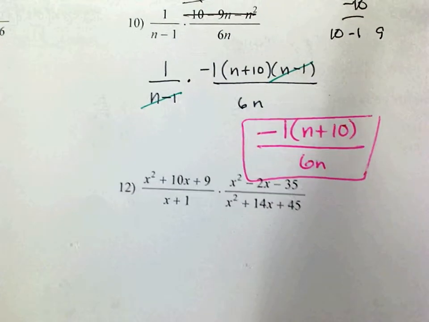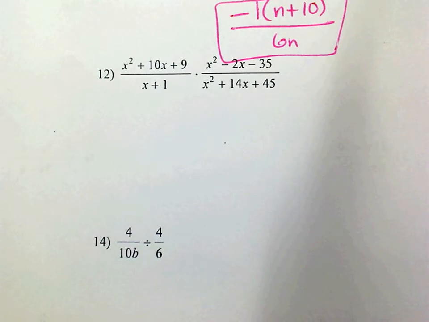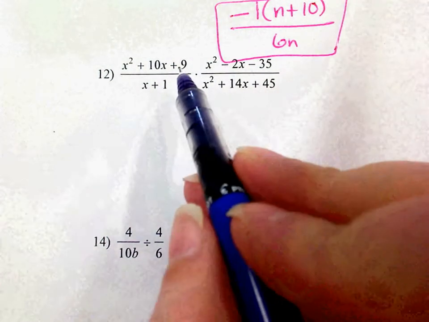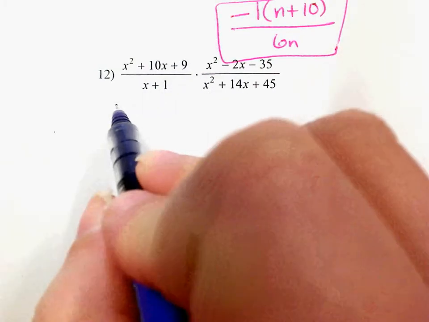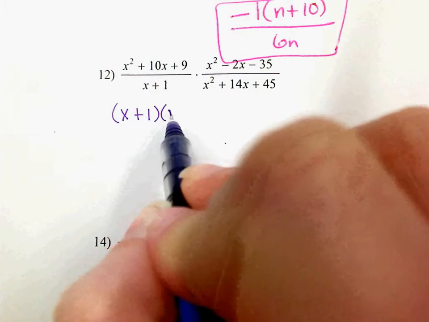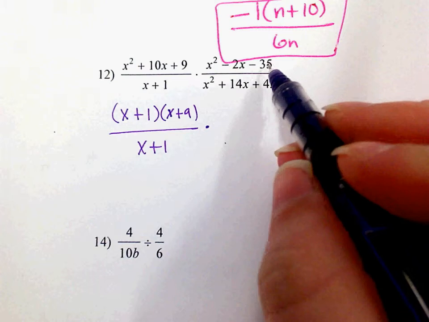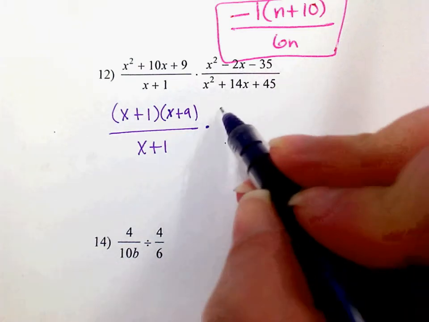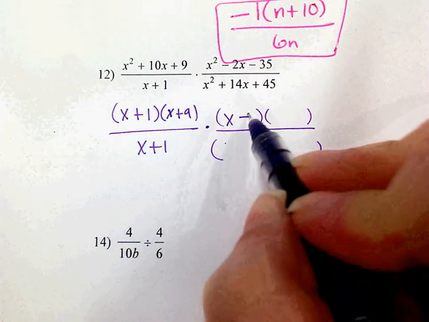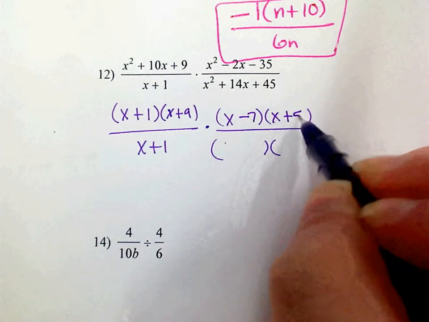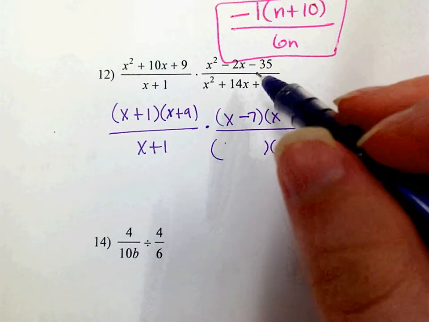Okay. So let's go to this one. What do you think we need to do with all of these terms? Factor. So let's take them one by one. What are the factors of 9 that add up to 10? Yeah. 9 and 1. So x plus 1, x plus 9 over x plus 1. Times factors of negative 35 that add up to negative 2. I hear negative 7 and positive 5. 7 times 5 gives me 35, and a negative 7 and a positive 5 adds up to a negative 2.